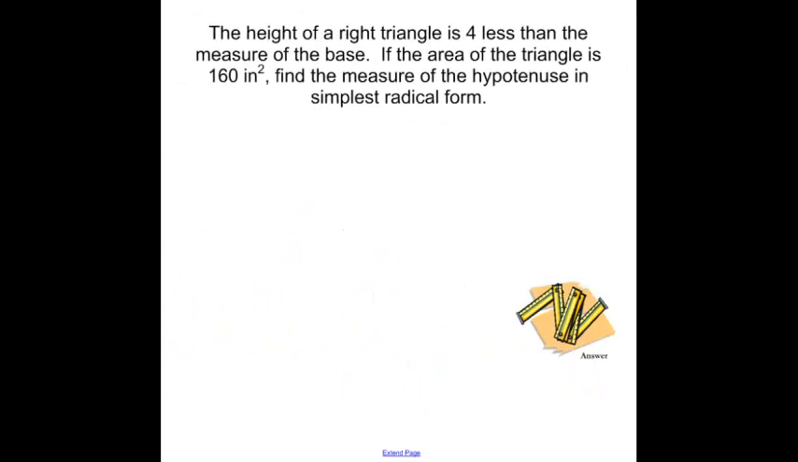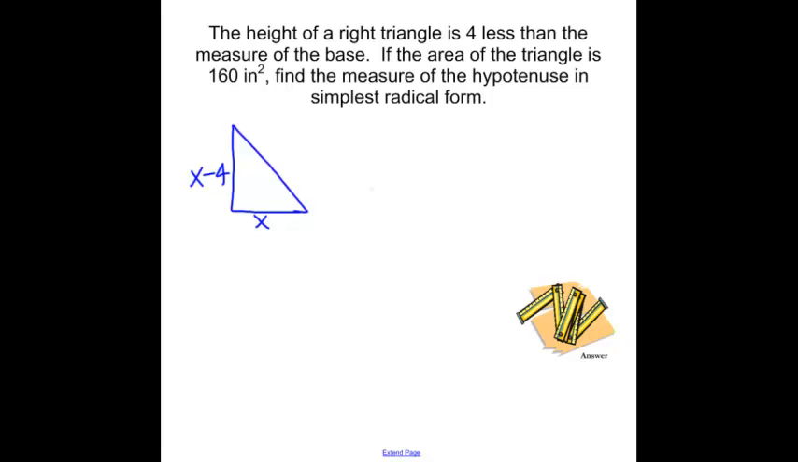Here's a word problem involving geometry. The height of a triangle is 4 less than the base. So my height is 4 less than the base. Here's my base. Here's my height. If the area is 160 inches squared, find the measure of the hypotenuse in simplest radical form. They're being specific. They're telling you simplest radical form. So that gives you some clues.